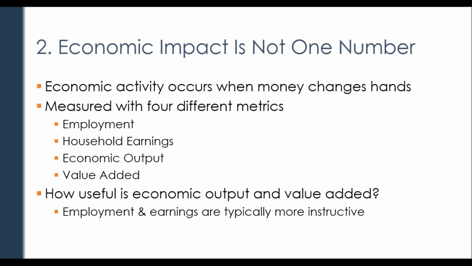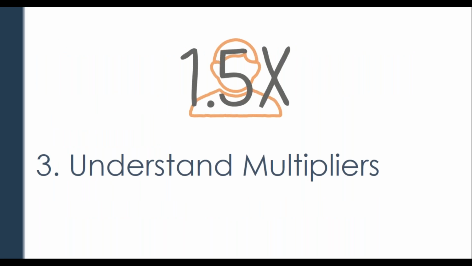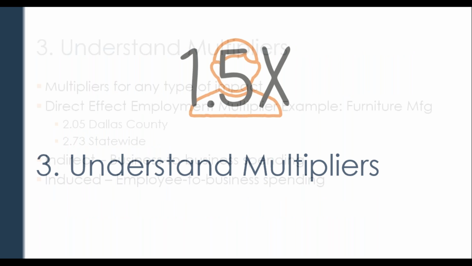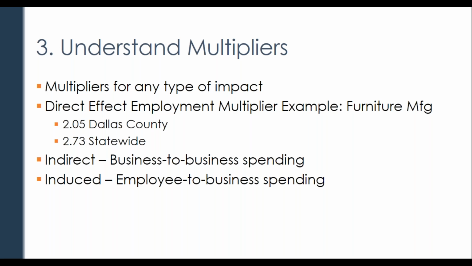So moving on to our third piece here, we want to understand multipliers. And we've touched on this in various ways as we've talked about the first two items. But multipliers, that's generally how economic impacts are being calculated. So a big part of these cost-benefit reports will be this economic impact component. And generally speaking, the economic impacts are calculated using multipliers.